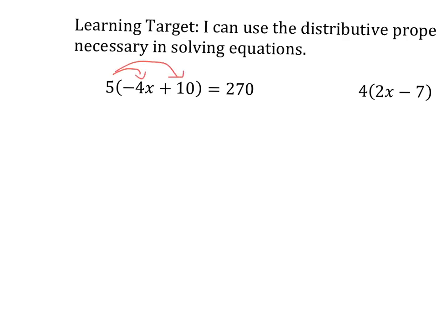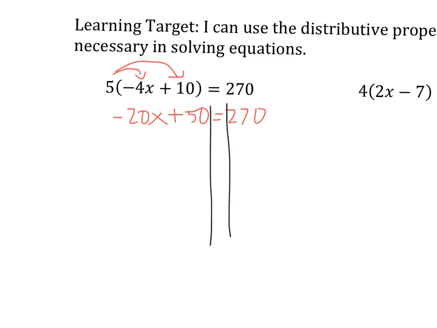Okay, so I'm going to draw my little arrows in so that I know what I'm distributing. So I'll take 5 times a negative 4x, that gives me negative 20x, and then I add 5 times 10, which is 50. And we know that that is equal to 270. Now at this point, I can draw in my railroad tracks and just solve the equation like I would with any other equation. So I will subtract 50 on both sides. That will be my first step.